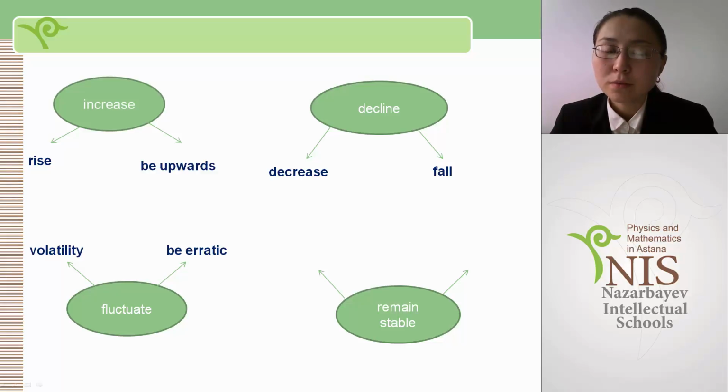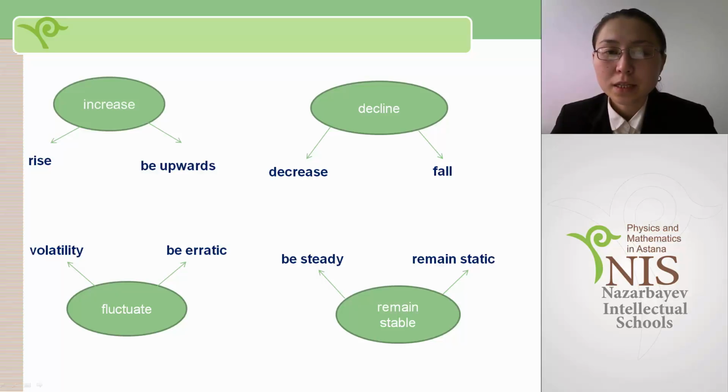And the last one, remain stable. The opposite of fluctuate. What about synonyms? To be steady and to remain static. We can also use the word to remain flat, like flat.